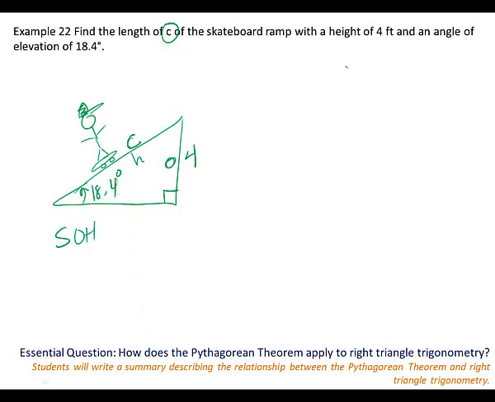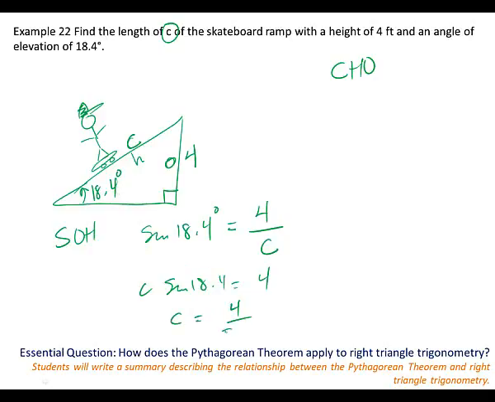Sine. Could I use cosecant? I could. So you could really use either one. Alright? So the sine of 18.4 degrees equals my 4 over my C. Okay, so what am I going to have to do to get rid of the C? Multiply. So C sine of 18.4 equals 4. And then how do I get this sine of 18.4 to the other side? Divide.